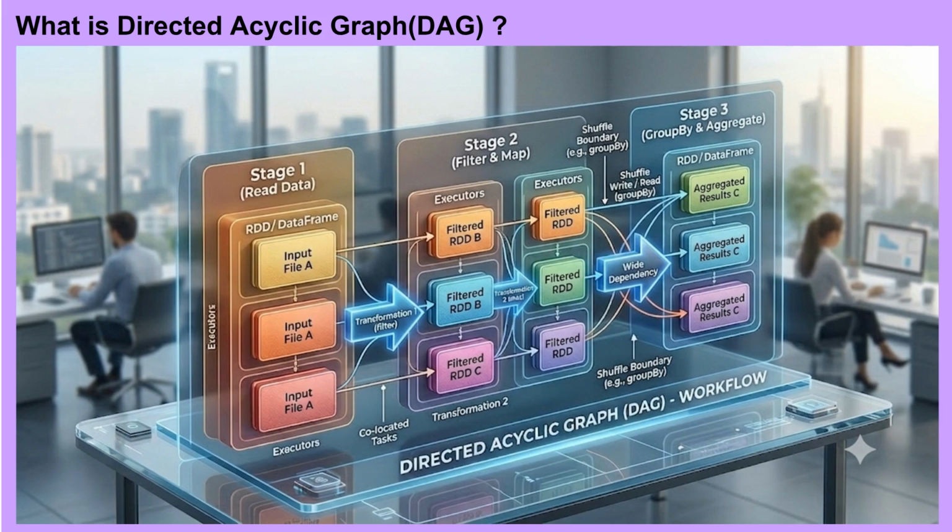Stage 1. In-memory pipelines. Spark reads the data, node A, and filters it, node B, simultaneously on individual worker nodes. Because filtering is a narrow dependency, no data is exchanged between servers yet.